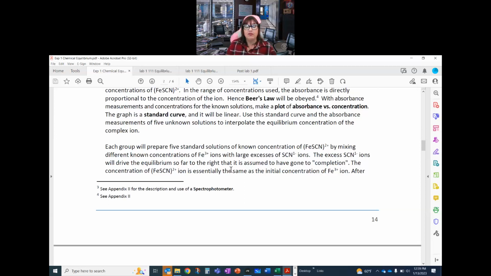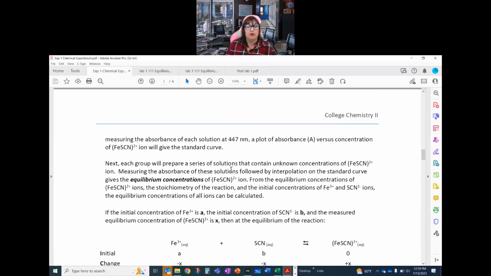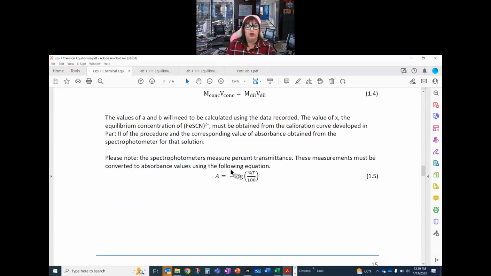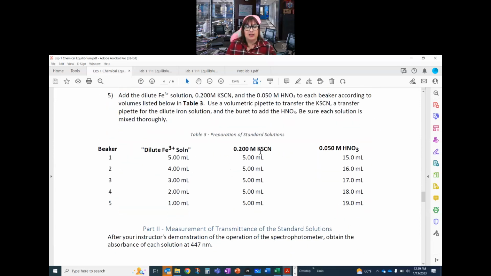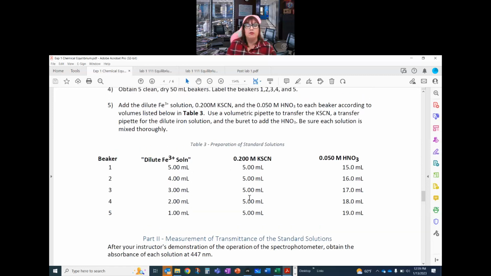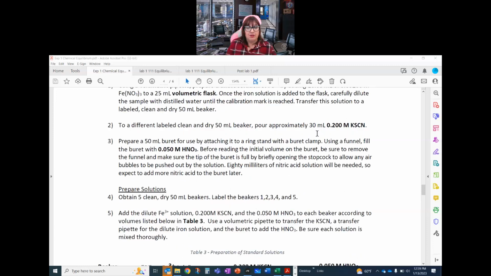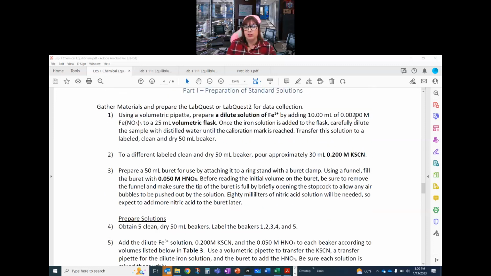So that's the first part of the lab. We have set this first part up such that we are making 5 different solutions, all with a huge excess of this KSCN. Notice not only do we have this KSCN at 5 mLs, but it's 0.2 molar as opposed to 0.002 molar. Now our iron solution not only starts as 0.002 molar, but we take this 0.002 molar solution, take a 10 milliliter sample of it, and dilute it to 25 milliliters. So it's now more dilute than it was when we started.